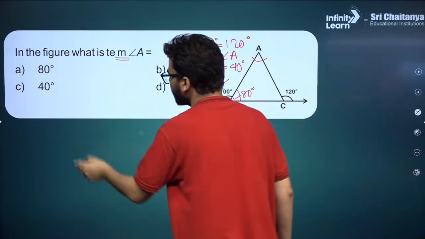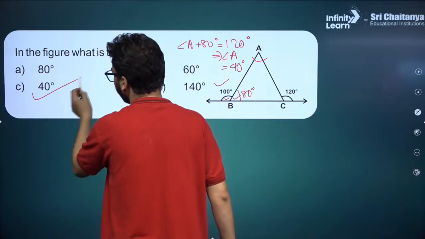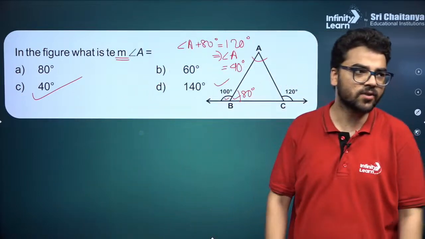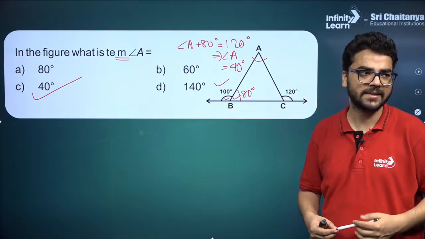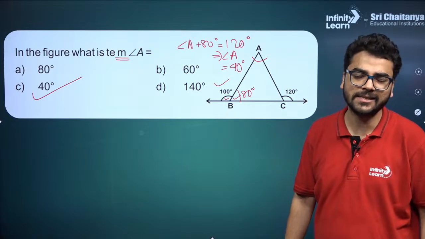Any doubt in the question, guys, to any student in this session? Tell me. Is this clear? So angle A over here is equal to 40 degrees. Exactly. Is this clear, guys?